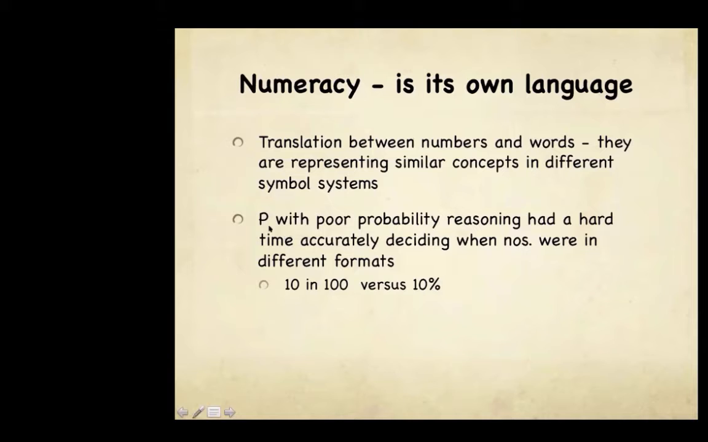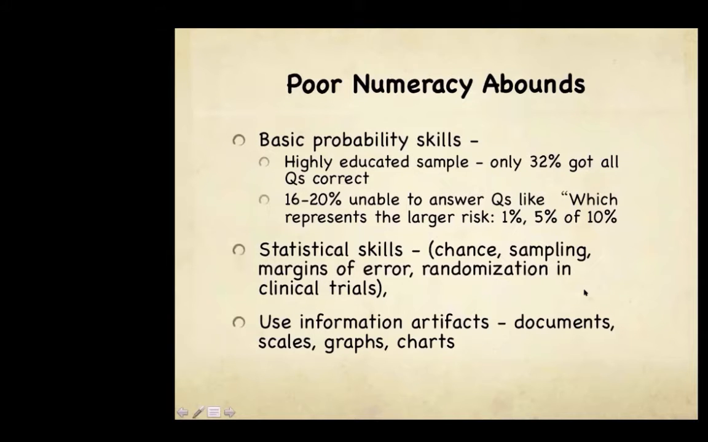Just the idea that people with poor probability reasoning had a hard time even deciding between 1 in 10, 1 in 100, versus 10%. That is a confusing grammar to a vast majority of people. And the proof is there, the data is there, the studies are there. And I just left a few in here as examples.